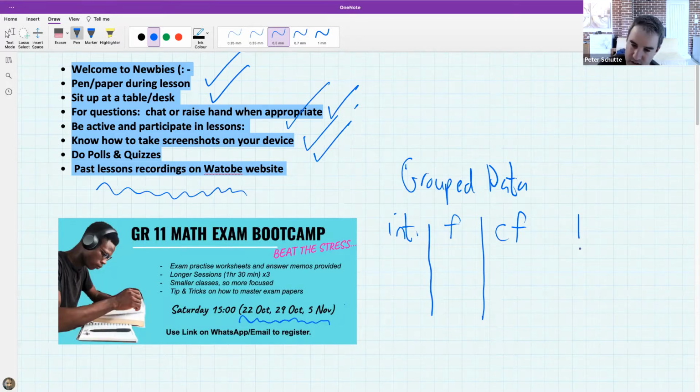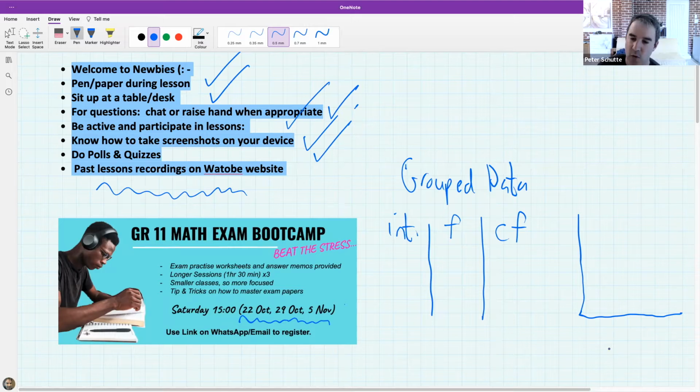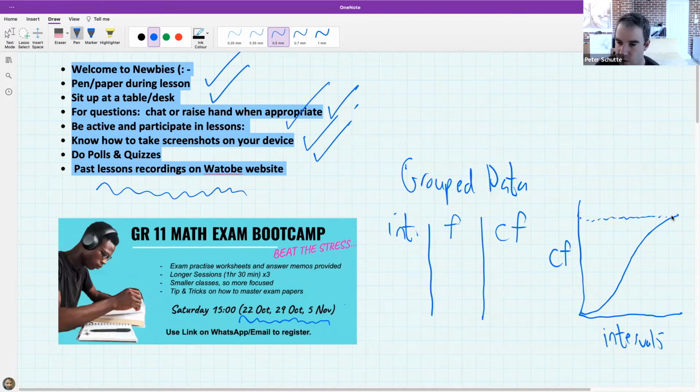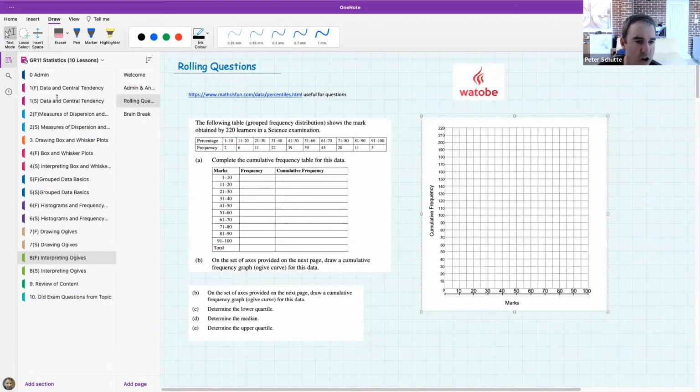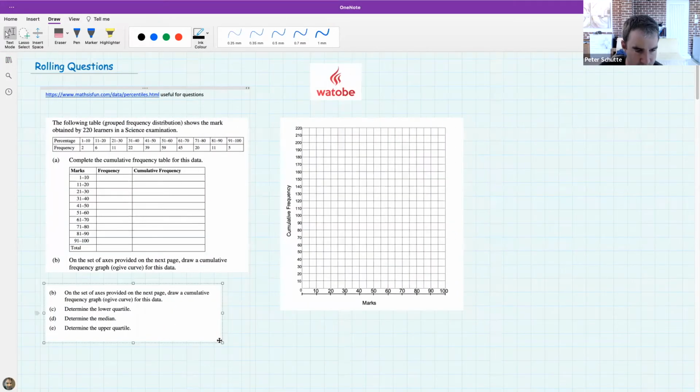An ogive is a graph which has the intervals on the horizontal axis and the cumulative frequency on the vertical axis. Generally the shape looks something like this. It's a curved line, and it will get up to the total number of items in the data set. So that's just a quick little recap, but we're going to start by doing a cumulative frequency question.